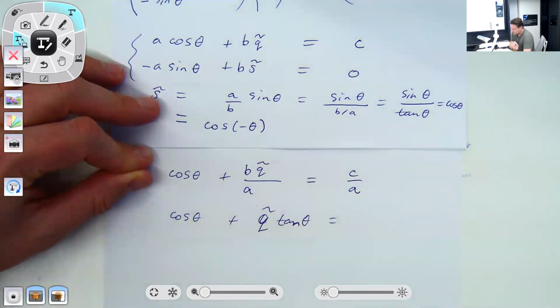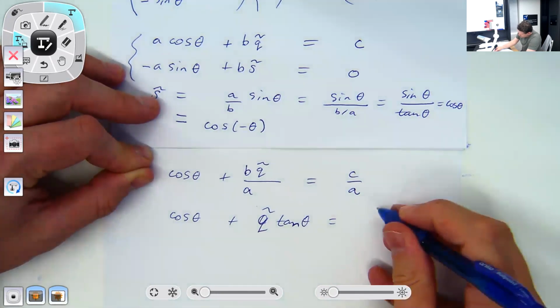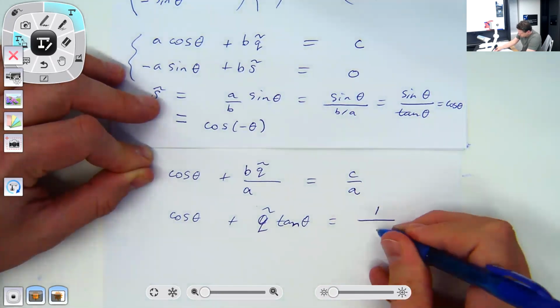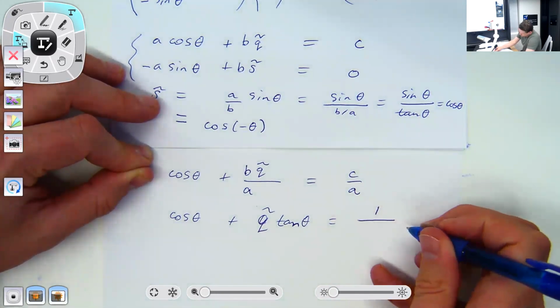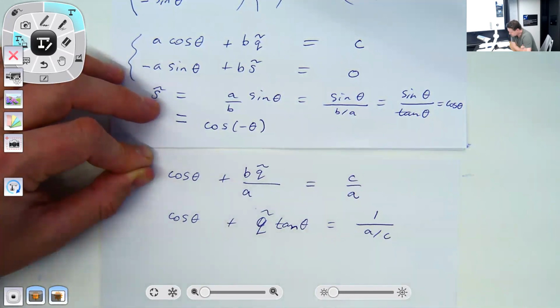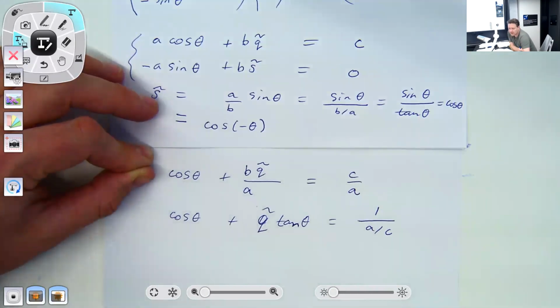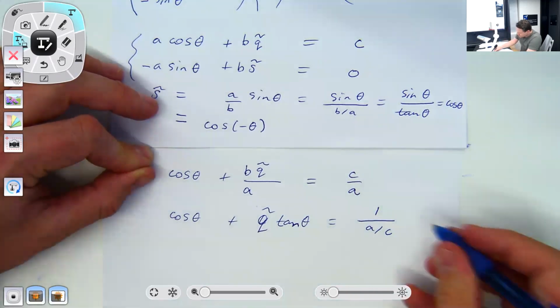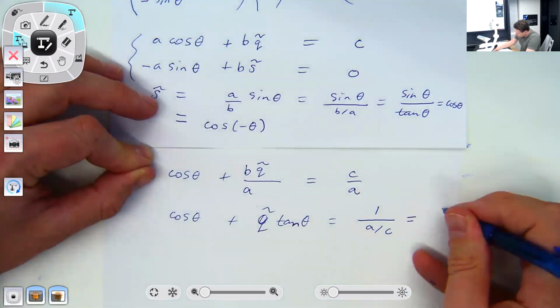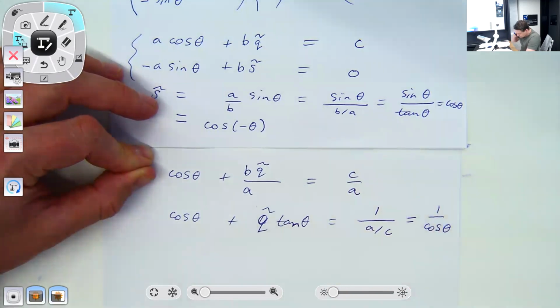Okay, C over A. Now, I want to see that as A over C, right? But so what I do is have 1 over A over C. I think in about 5 seconds, I'm going to need to go get a drink of water. Anyway, so I'll do that, but what we have here is 1 over cos theta.